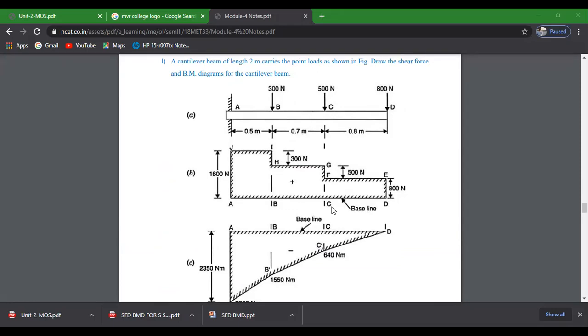Whenever the concept of bending moments comes into the limelight, it should have two parameters. The first one is the shear force parameter, and the second one is the distance parameter.